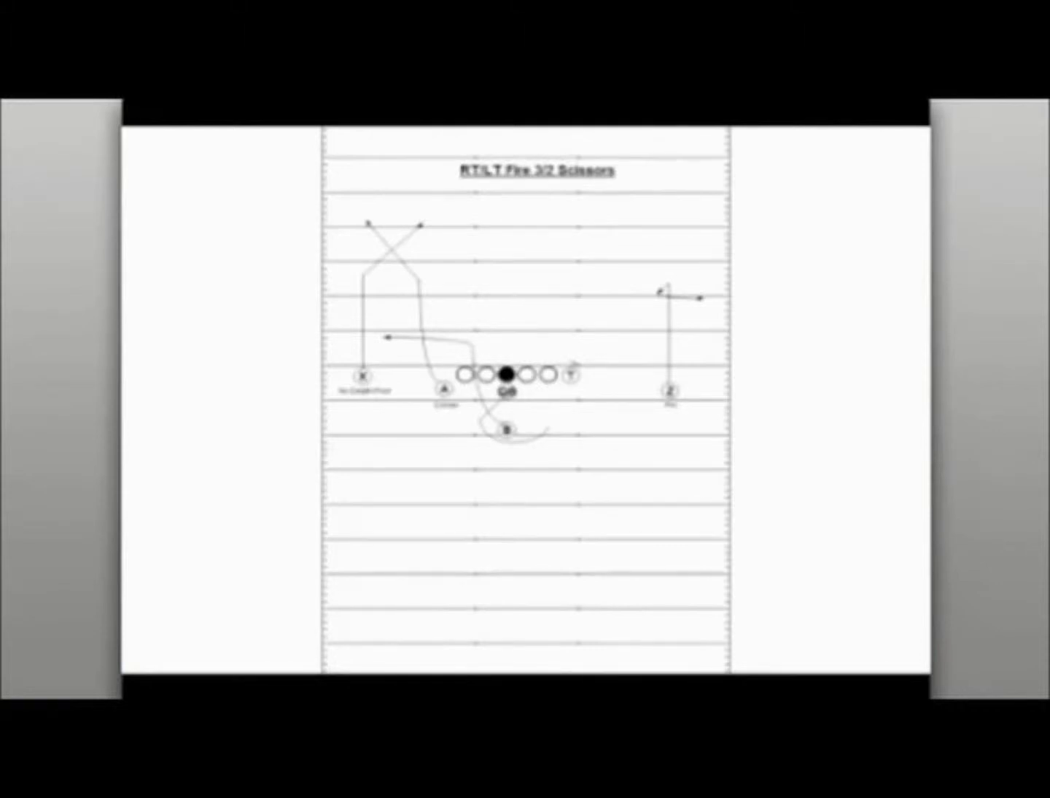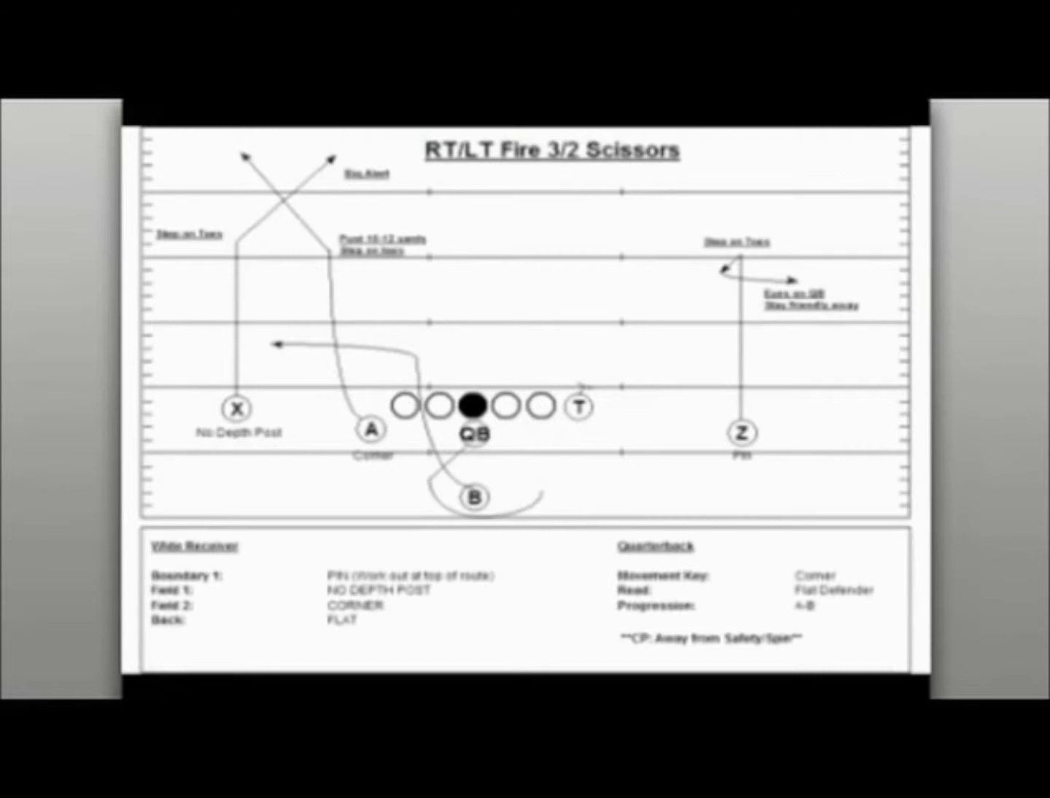Here are some of the schemes that we like to use in our pass concept. We're looking for a scissor concept. We do it out of 2 tight ends. We'll do it out of obviously 11 personnel. We can do it out of 12 personnel, but it's creating an advantage by the offense and trying to get the corner to bite on the no-depth post and taking your number 2 receiver and pushing them to the flat.